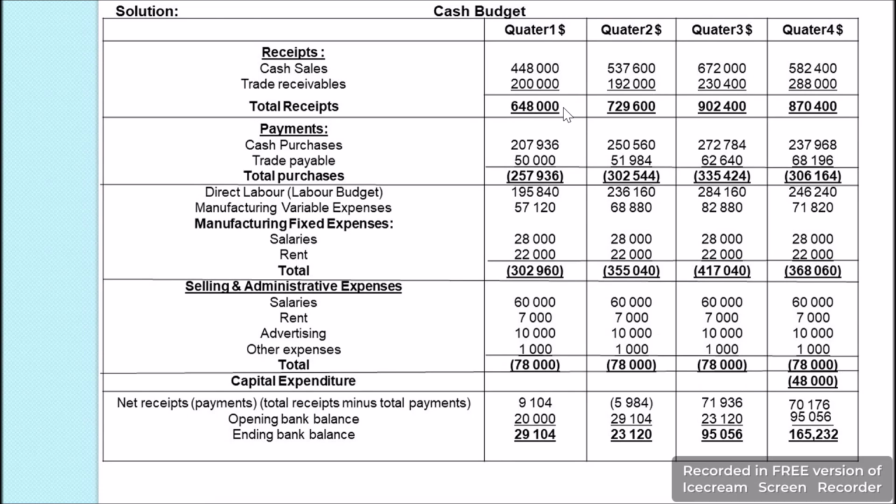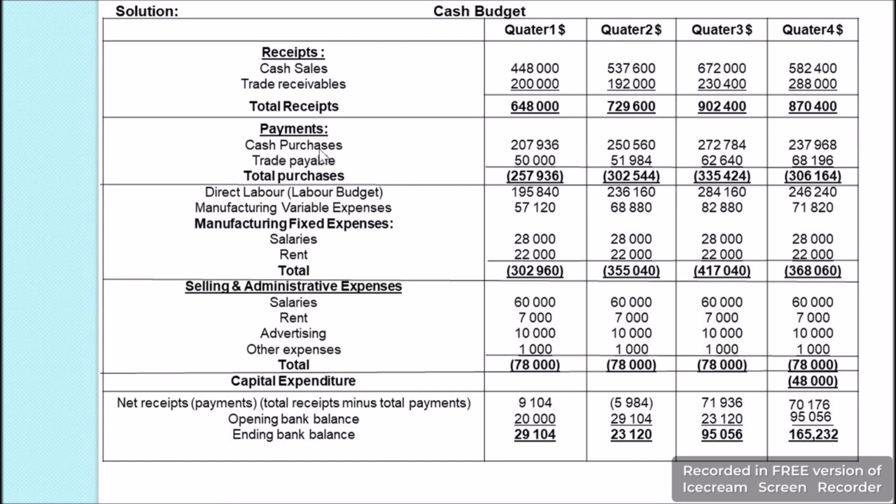So we add 448,000 plus 200,000, which will be $648,000 for the first quarter. Then for the second quarter, again we add these two. So we get the total receipts as $729,600. For the third quarter, we get the total receipts as $902,400. And for the fourth quarter, we get the total as $870,400.